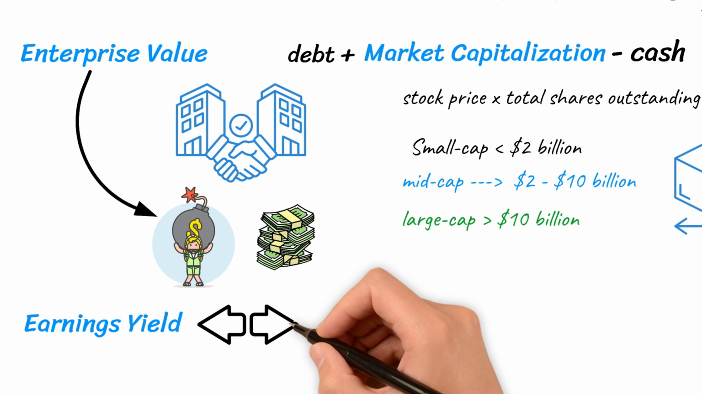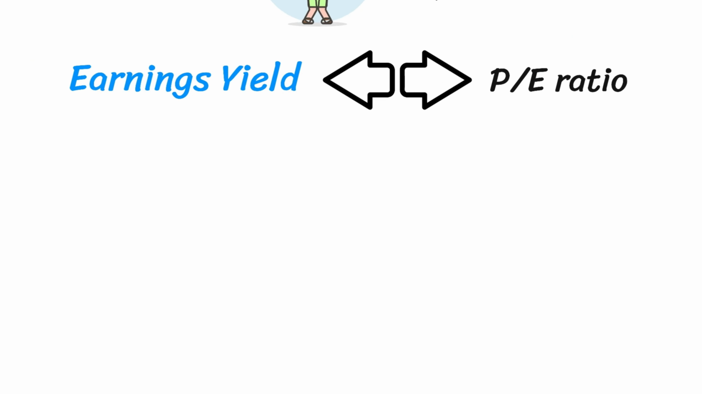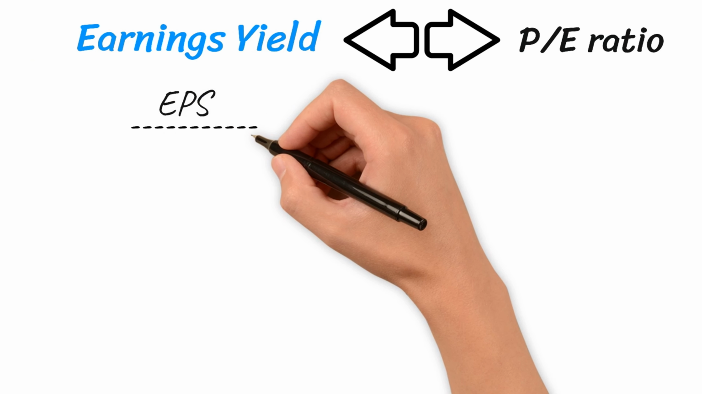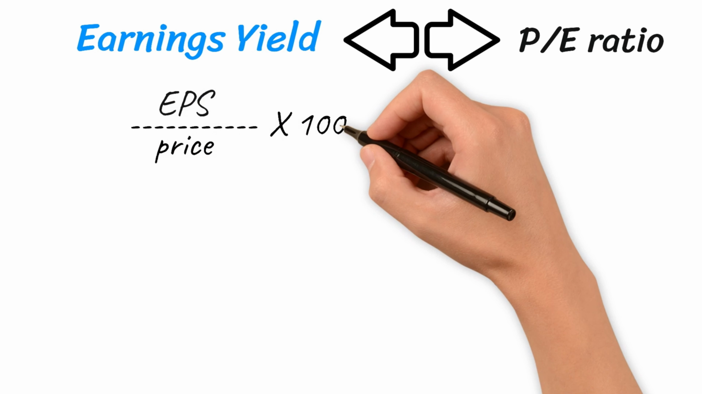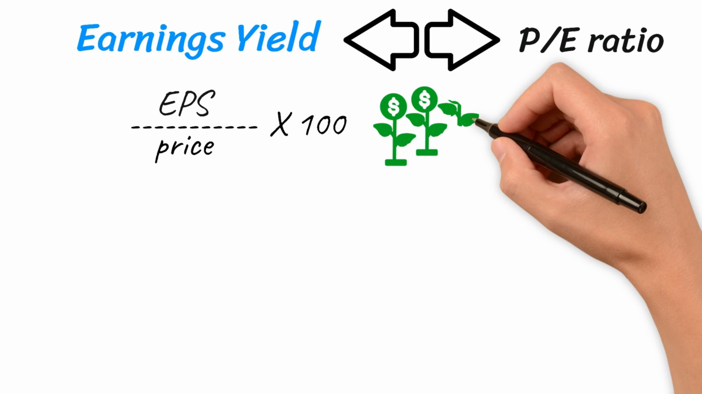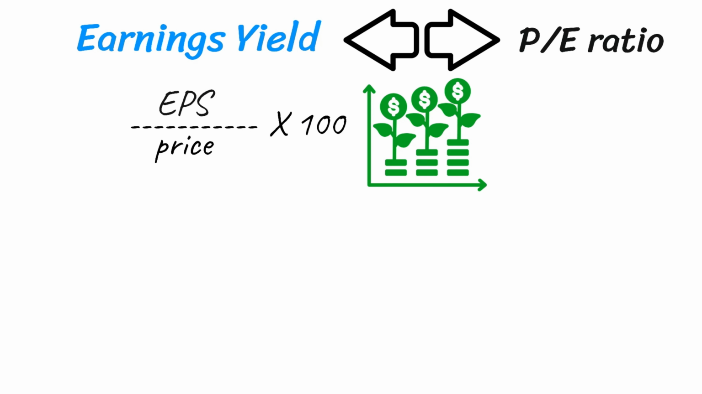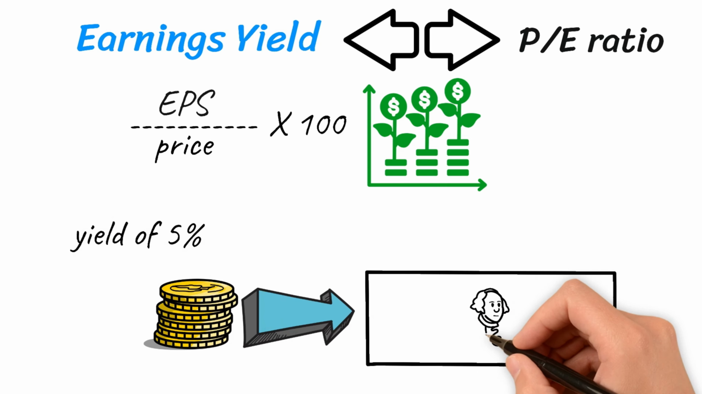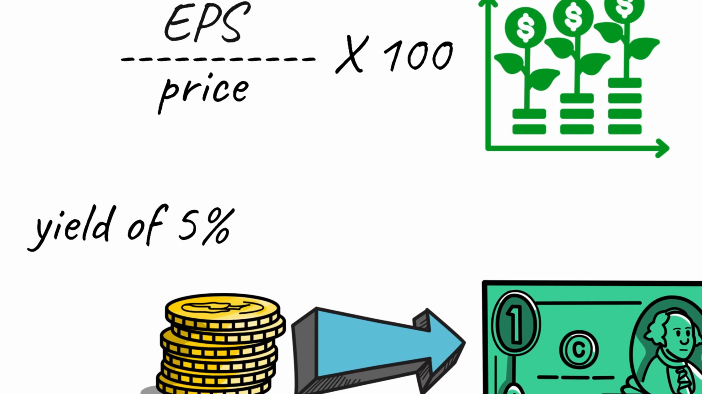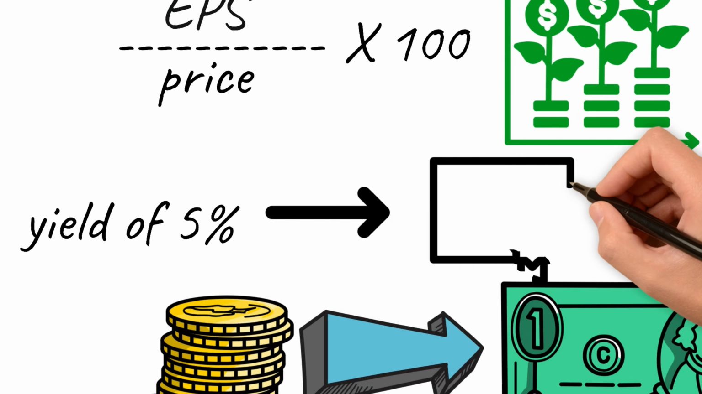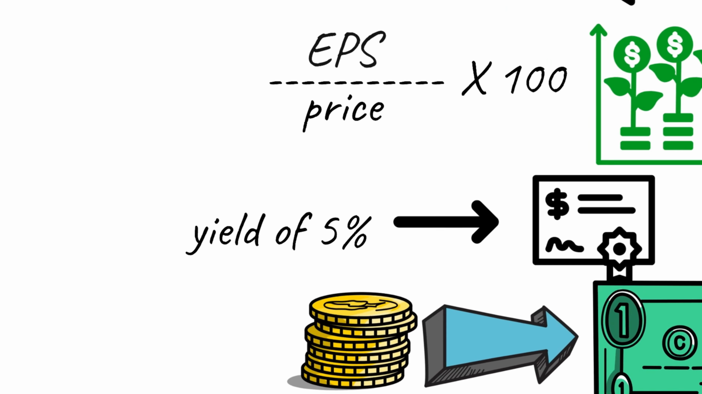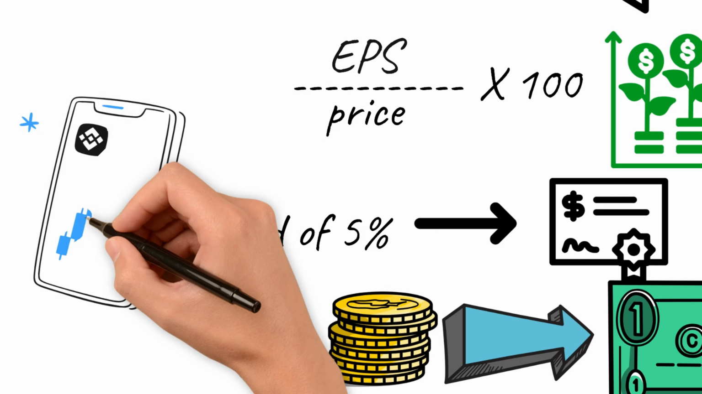The earnings yield is simply the inverse of the P/E ratio, EPS divided by price expressed as a percentage. It answers, if this stock were a bond, what yield would it offer? An earnings yield of 5% means you're earning 5 cents of profit for every dollar invested. Comparing this yield to risk-free bond rates helps you judge whether equities are attractively priced relative to alternatives.